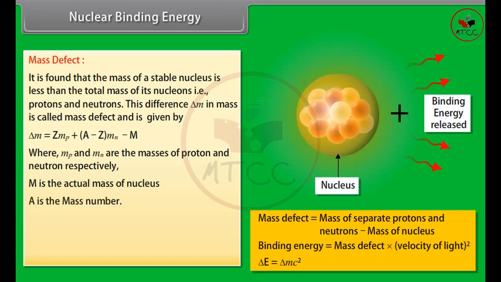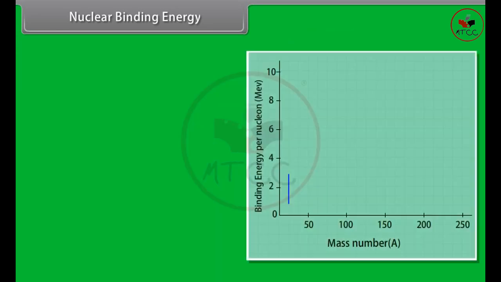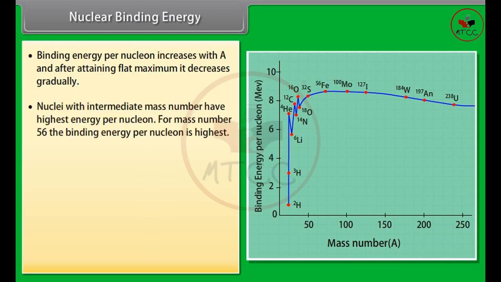A is the mass number. Z is the atomic number. The energy equivalent to the mass defect, that is delta m c square, is the binding energy, EB, of the nucleus. From the graph, we note that binding energy per nucleon increases with A, and after attaining a flat maximum, it decreases gradually. Nuclei with intermediate mass number have highest energy per nucleon.